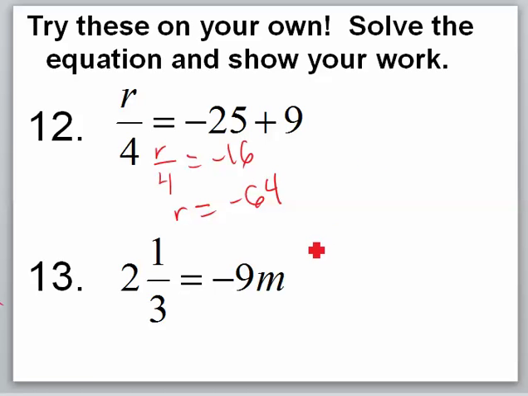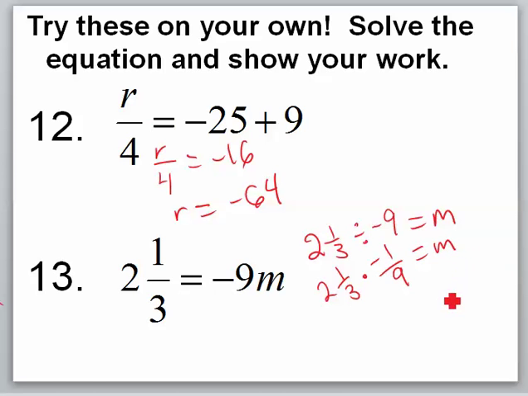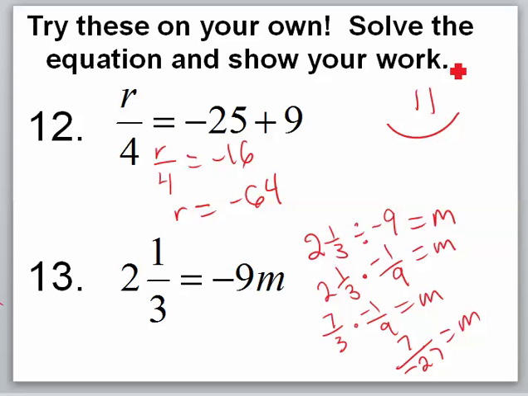And here, this one's probably the trickiest one up there. Okay, did you get 2 1/3 divided by a negative 9 equals m, first of all. Okay, then you have to change this so it's multiplication. Remember, it's fractions. Okay, negative 1/9. To multiply you have to change this to an improper. So you're going to end up with 7 over a negative 27 equals m. Right, if you got all those, give yourself that smiley face. Okay, that 13 is the hardest one.